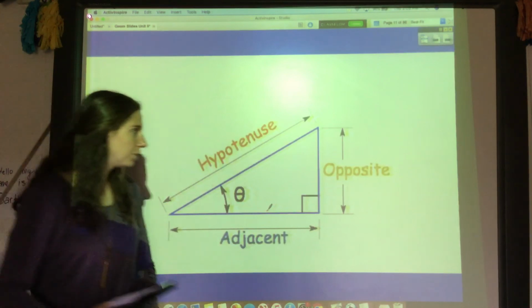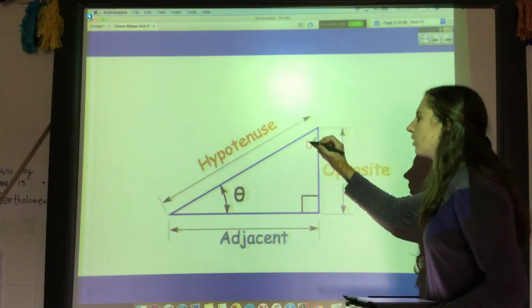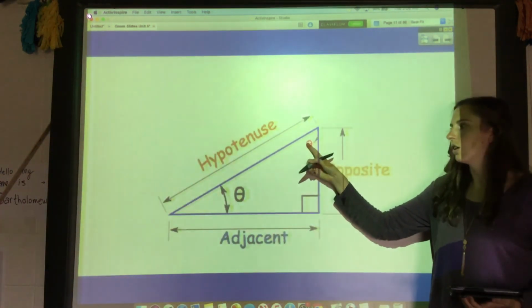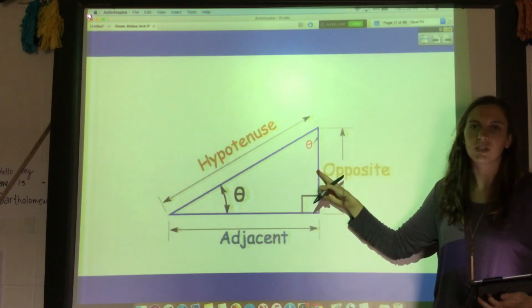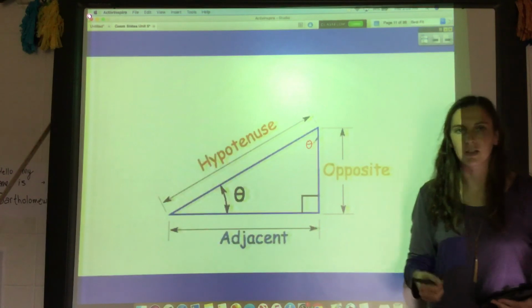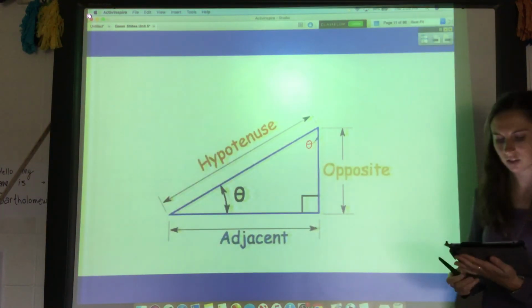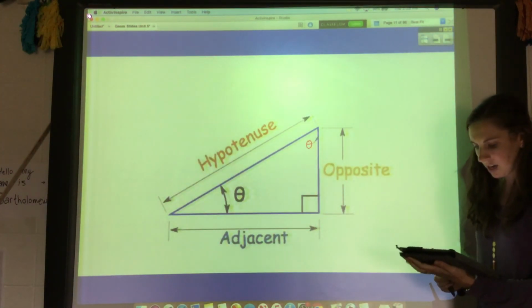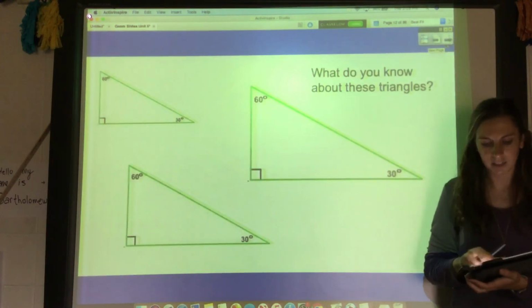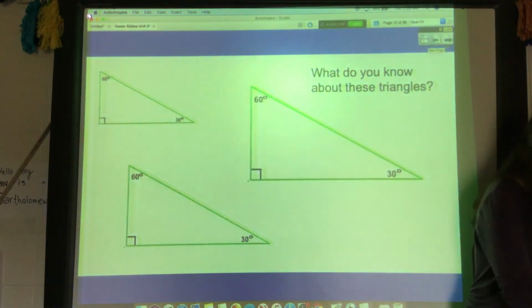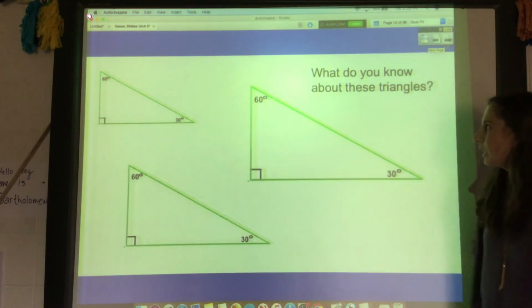Those would change if I was looking at this angle. If I was looking at this angle, then that would be the opposite side, and this would be the adjacent side. And that would still be the hypotenuse. That's going to be important here in a second, so just keep that in mind. All right. So first I just want to explore a little bit. So here are three triangles.